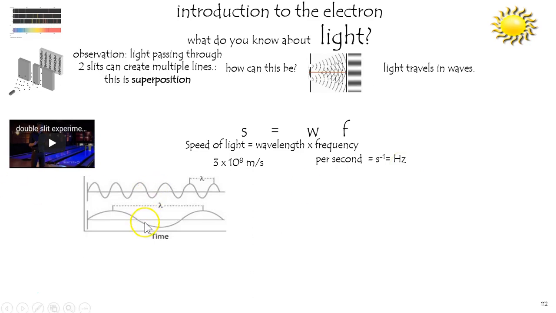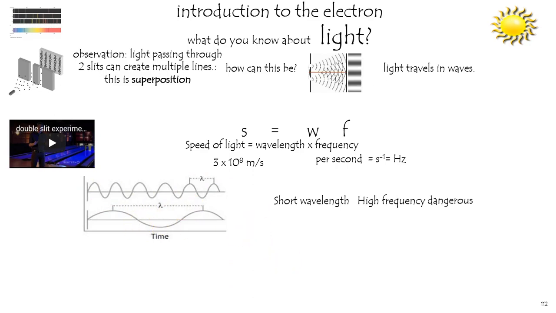Here's a higher frequency than this, for example. Lambda is the symbol normally given for wavelength. We're just going to call it W. And if you have a short wavelength like here, it's more frequent, so it has a higher frequency since these are going at the same speed.